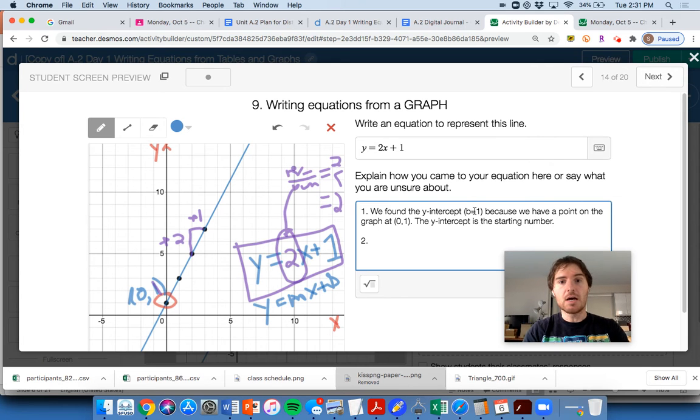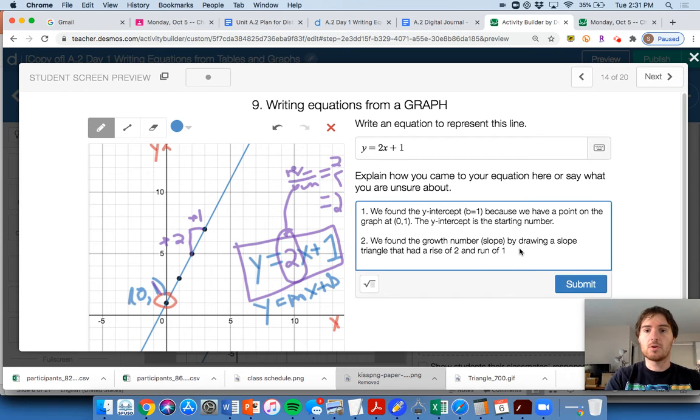Step 2, we found the growth number. Growth number is something called slope. We'll use that word a little bit later. We found the growth number by drawing a slope triangle that had a rise of 2 and run of 1. So growth is 2 over 1, which equals 2. And that equals m.